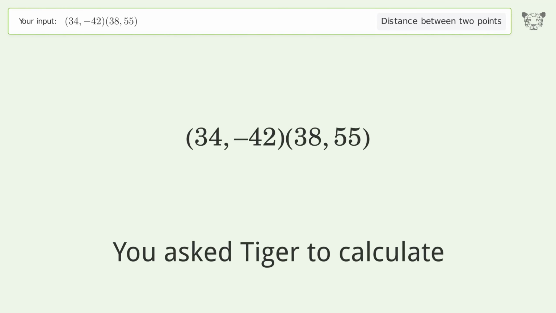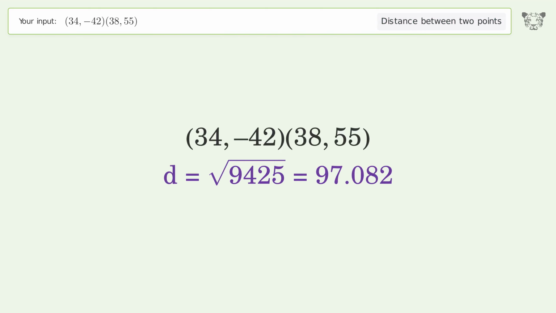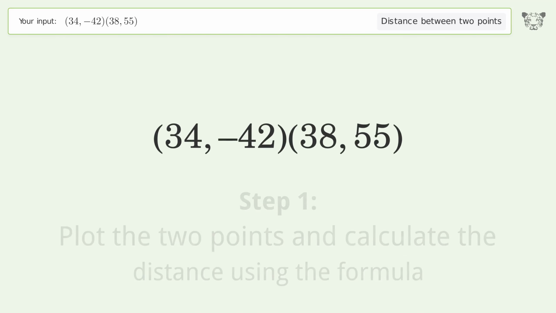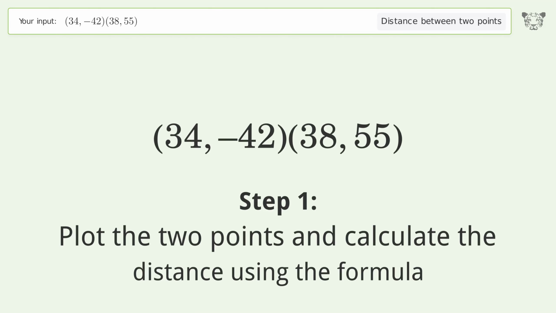You ask Tiger to calculate. This deals with the distance between 2 points. The distance between the 2 points is the square root of 9,425, or 97.082. Let's solve it step by step. Plot the 2 points and calculate the distance using the formula.